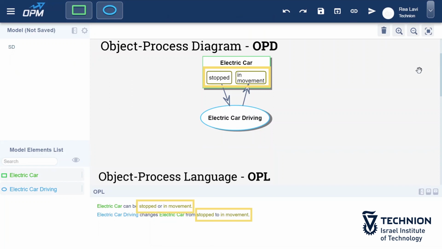In fact, we could read just the OPL sentences on their own, or look just at the OPDs, and in both cases we should be able to understand what the model is expressing. Indeed, there is complete equivalence between the graphics and the text. Everything that is expressed in the OPD is also expressed in a corresponding OPL sentence, and vice versa.